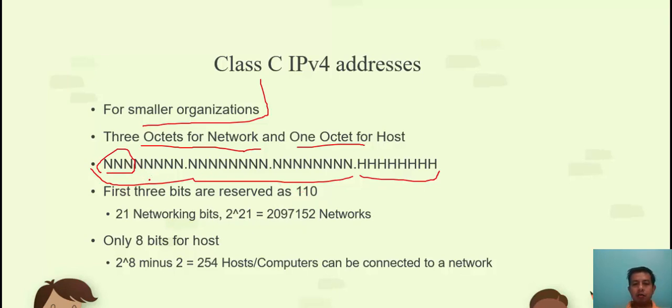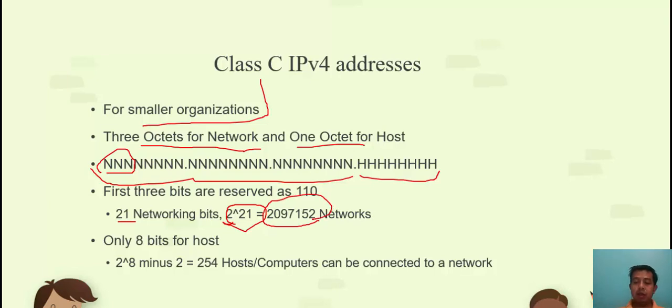So how many bits are left out of 24 bits? 3 octets is 24 bits. 3 bits are fixed, so 21 bits are available for the network part. So 2 to the power 21 organizations can buy a Class C network. This is a big number, 2097152 organizations can buy a Class C network.